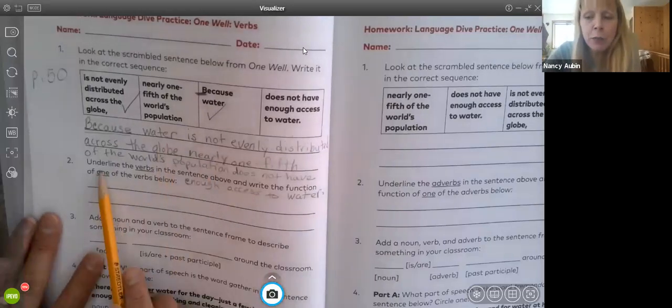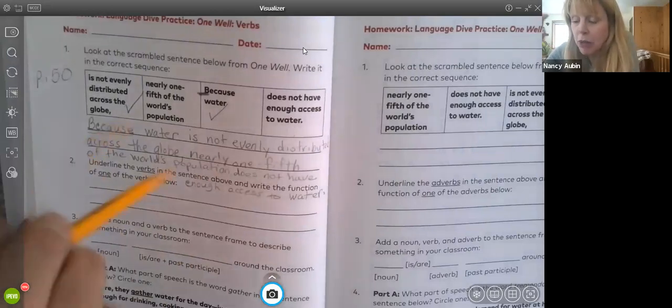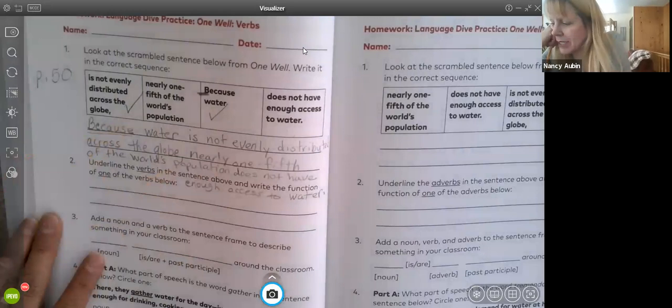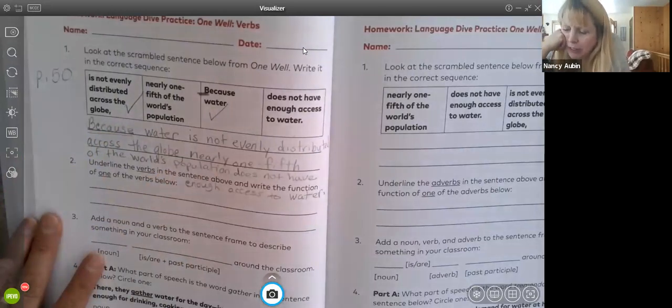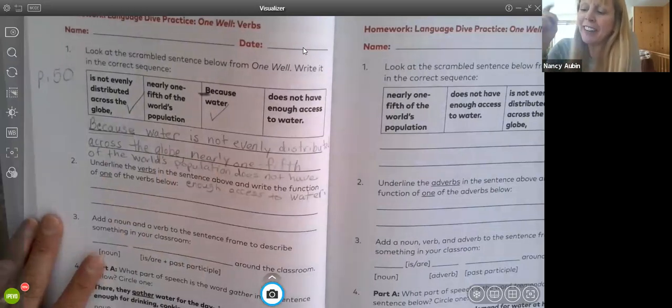Okay, so now that we have this in the correct sequence, I want you to tell me or write on your paper, what are the verbs? If you're remote, you have the workbook, you can just underline them. What are the verbs in the sentence? And then it says to write the function of one of the verbs below. So first, just underline the verbs. I already gave away one of them.